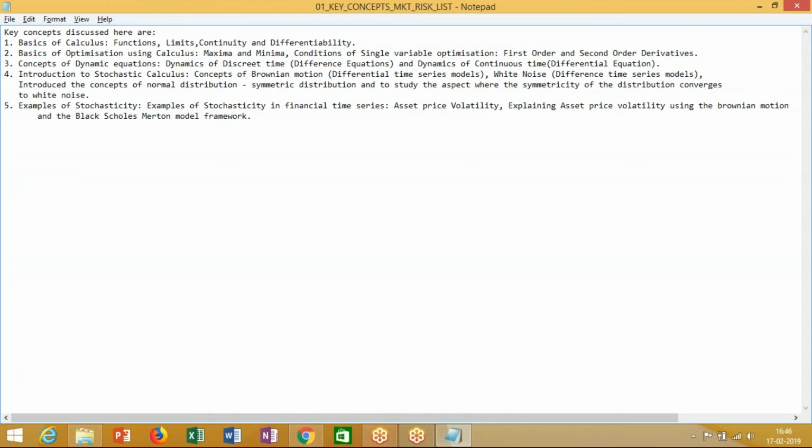In the last class, what we saw was the definition of Brownian motion, the description of Brownian motion, using the Wiener process, right?